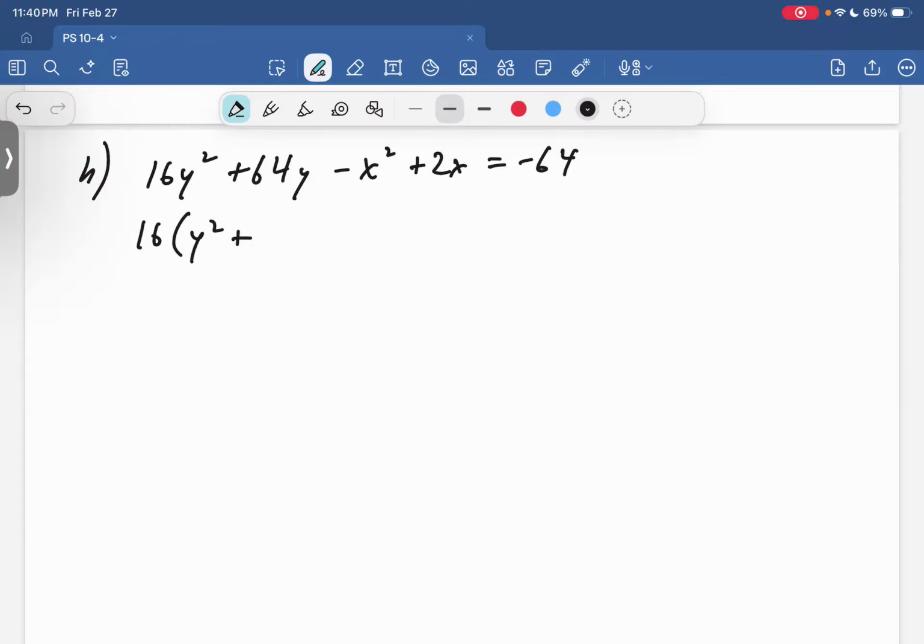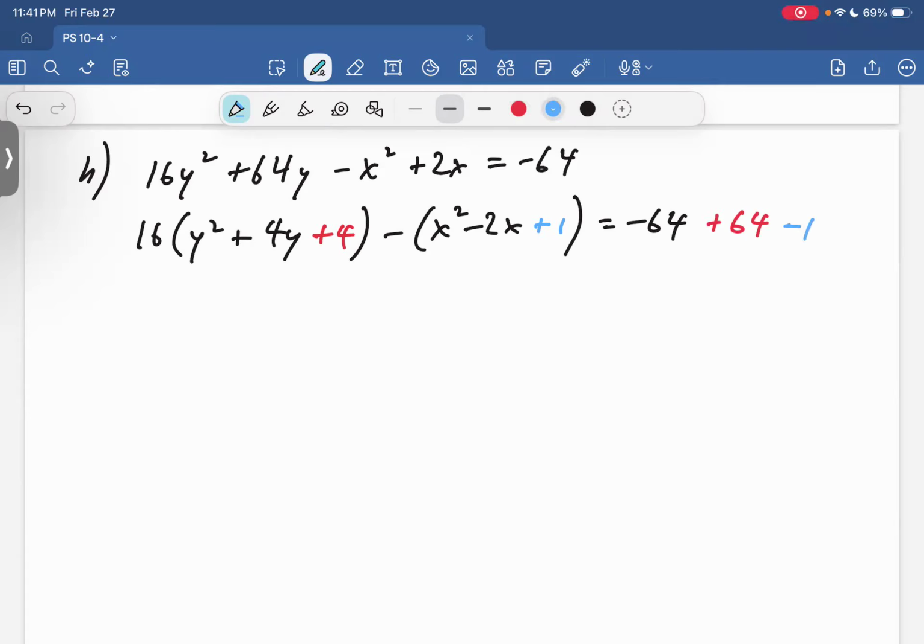16y squared plus 4y, and then I'm going to add 4 here, minus x squared minus 2x. Then I'll add 1 there. Okay, so I'll have minus 64, and then the plus 4 becomes a plus 64, and the plus 1 becomes a minus 1. Uh-oh, bad news, I have a negative number on the right side. What do I do?